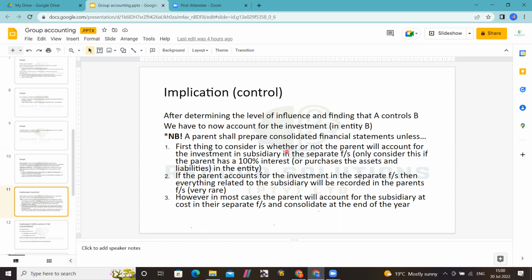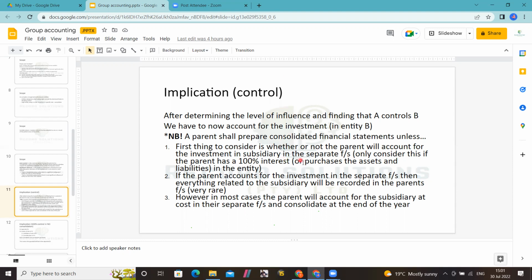So you can have a choice between having consolidation and no consolidation, right? So how does that happen? This 100% interest in the business, you can get it in two ways. You can either buy 100% of the shares in that business, or by purchasing the assets and liabilities of that business. So there's two ways you can get 100% interest in the business.